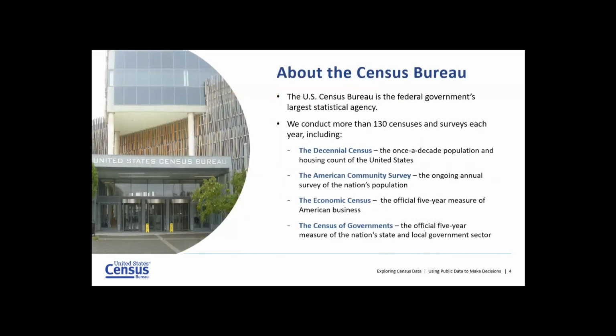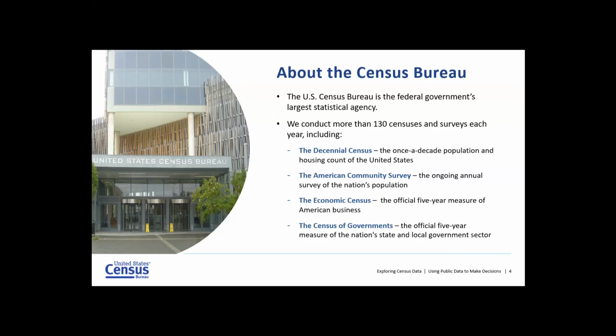About the Census Bureau: it is the federal government's largest of the 13 statistical agencies, where we conduct over 130 surveys each year, with some of our more well-known ones listed here. First on the list, many people recognize the decennial census that is conducted every 10 years, counting the population and housing. Next is the American Community Survey, also commonly referred to as the ACS. This is a yearly survey of the nation's population. And in a moment, Caleb will dive into the details of the ACS.